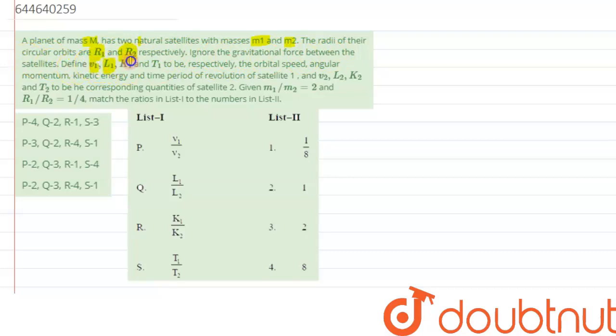Define v1, L1, K1 and T1 to be respectively the orbital speed, angular momentum, kinetic energy and time period of revolution of satellite 1. V2, L2, K2 and T2 be corresponding quantities of satellite 2. Given the ratio of masses m1 by m2 as 2 and r1 by r2 as 1 by 4. So we need to match the ratio of list 1 and list 2. So let's begin. We have a planet. Let's visualize the given scenario first, then we will proceed.